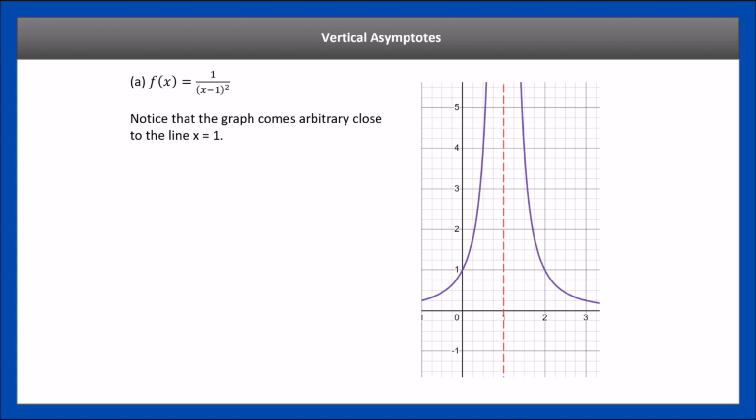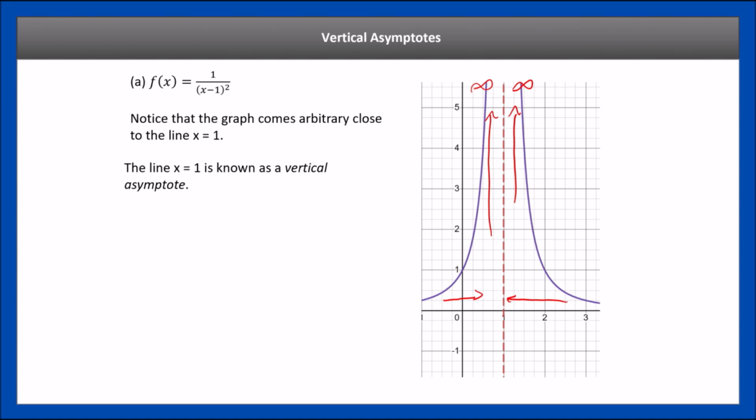If we look at example A and actually graph it, notice that as we approach 1 from the left, the function is going to positive infinity. As we approach 1 from the right, the function is also approaching positive infinity. The function is blowing up on the positive side when you approach from either end.